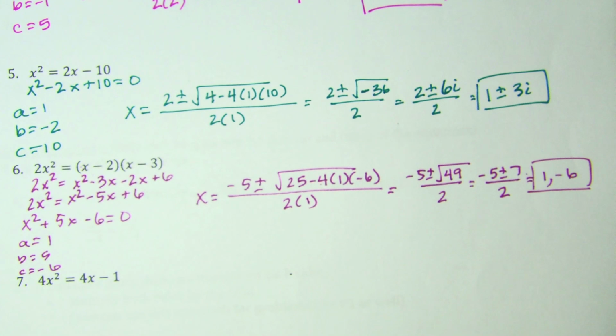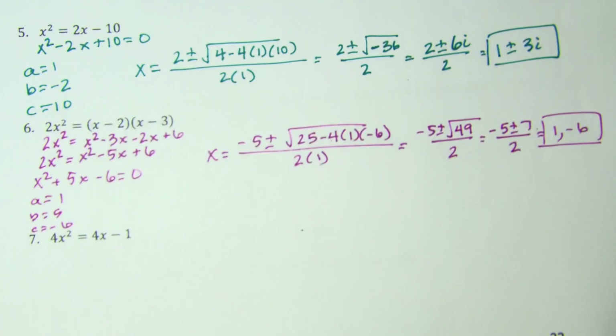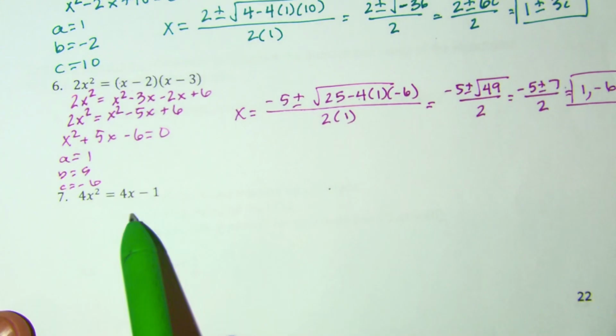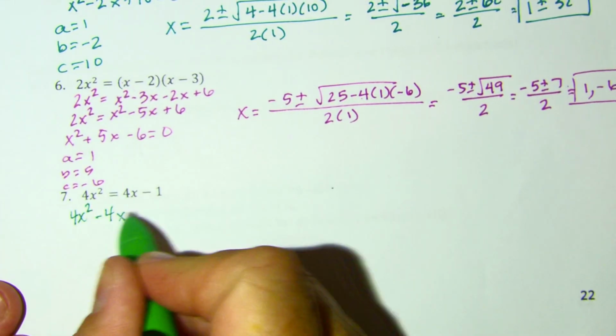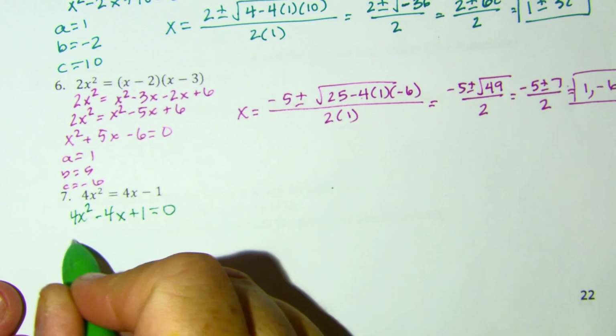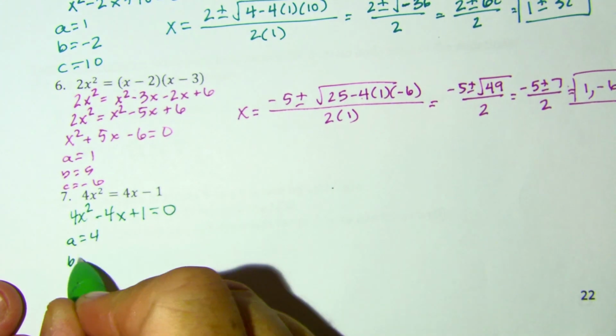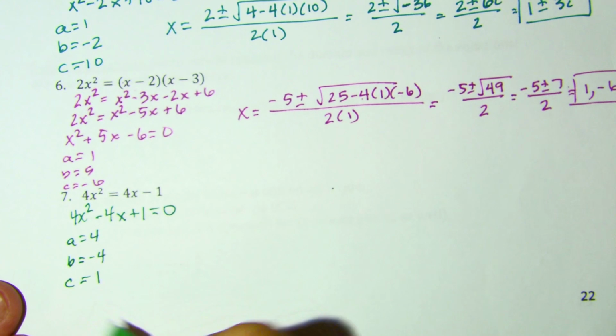So with these kinds of problems, we can get real solutions, we can get something with an imaginary solution, we can get something with a square root, so many different possibilities. Another one here, we need to get into standard form. We have 4x squared minus 4x plus 1 equals 0. A is 4, B is negative 4, and C is 1.